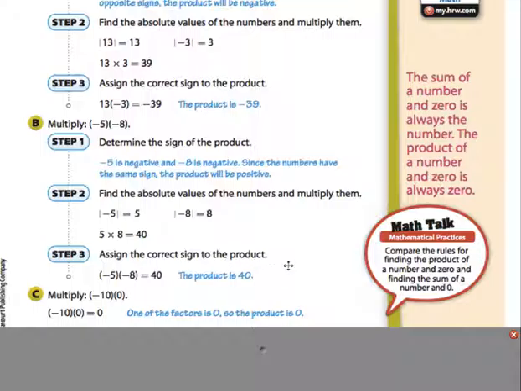Step 3, assign the correct sign to the product. So we know we're multiplying two negative numbers together, so we're going to get a positive answer. So our answer ends up being 40.